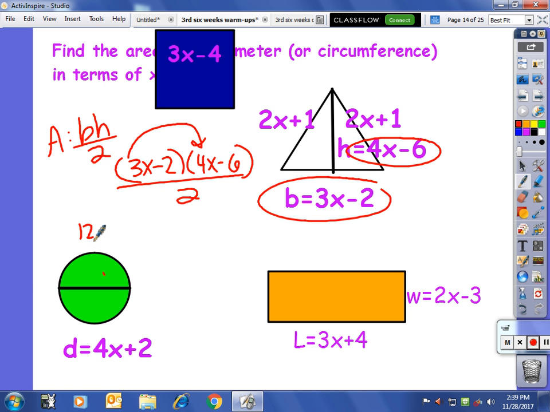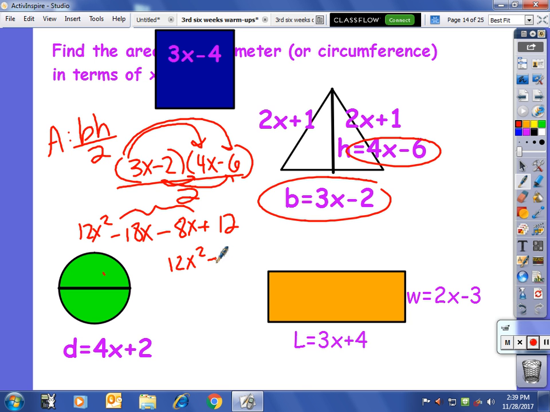3x times 4x is 12x squared. 3x times negative 6 is negative 18x. Negative 2 times 4x is negative 8x. And again, watch your signs here. At the end I get a positive 12. Simplify this, you're going to get 12x squared minus 26x plus 12.